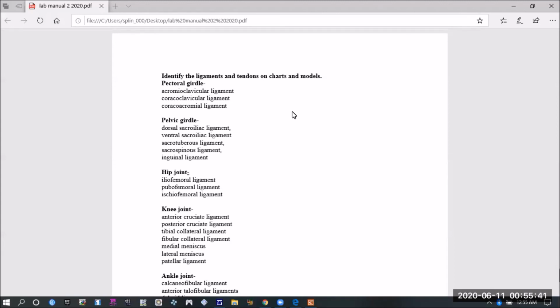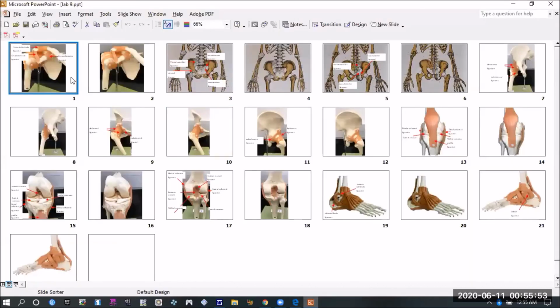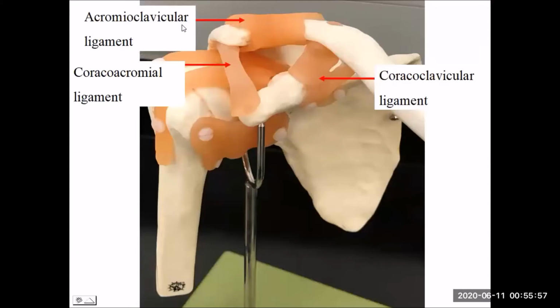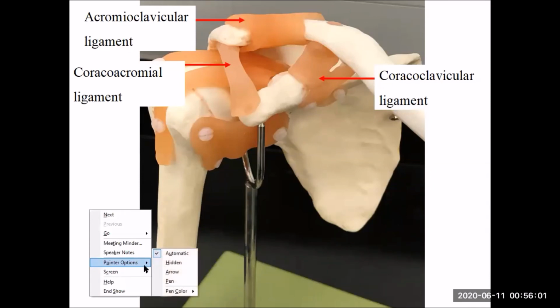The final page of the lab covers select ligaments, you notice here, starting with the pectoral girdle and then moving on down to the ankle. And we'll just go down the list. And we have our images here of models and charts. And we went ahead and labeled these, but we'll still discuss them.